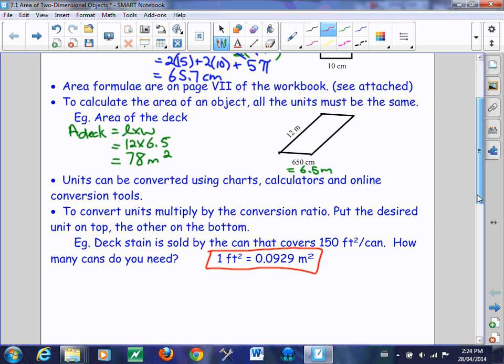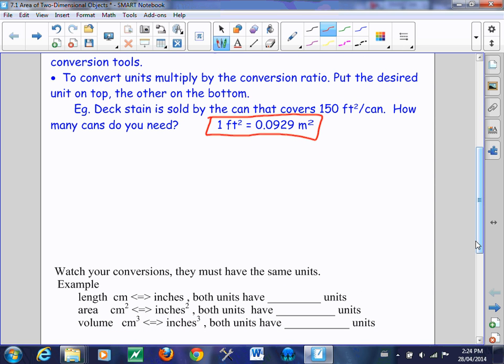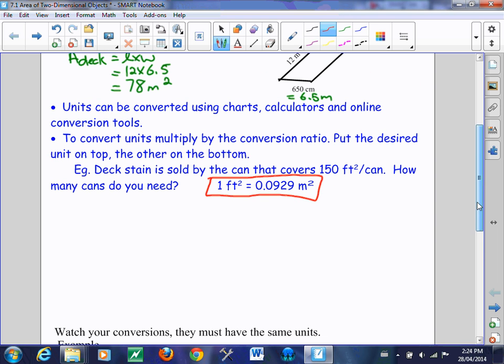We're going to do a conversion now to figure out how many cans we need. Notice we have to do a conversion because our answer for the area of the deck was 78 meters squared. So what do we know? We have 78, and I'm just going to put meters squared above it. I'm going to set up what's called an equivalent ratio. We need to get it into feet squared because that's what the can is sold by. We're not sure what it's going to be, but we're going to calculate. That's going to be our x.